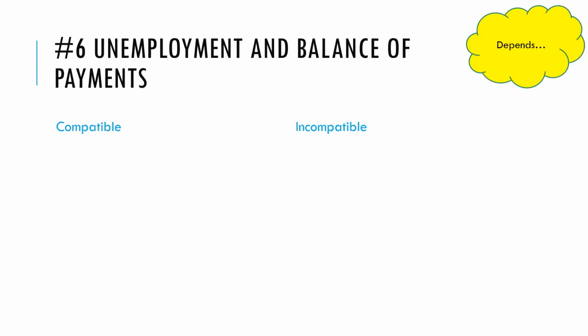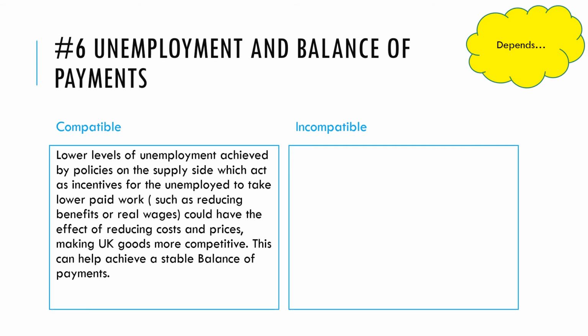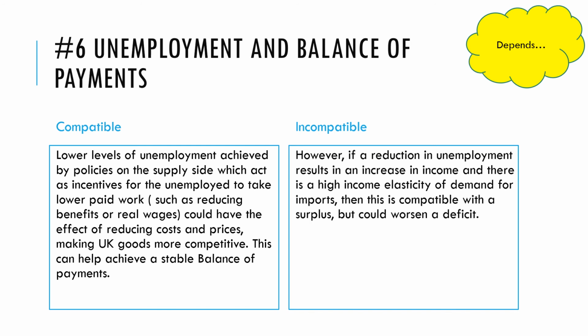Our final one of the big four is unemployment and balance of payments. This could be compatible if low levels of unemployment are achieved by policies on the supply side, which act as an incentive for the unemployed to take low-paid work, which maybe reduce costs, making UK goods more competitive. On the flip side, if a reduction in unemployment results in an increase in income, and this higher income results in more imports, then this could worsen it. So this is a depends.